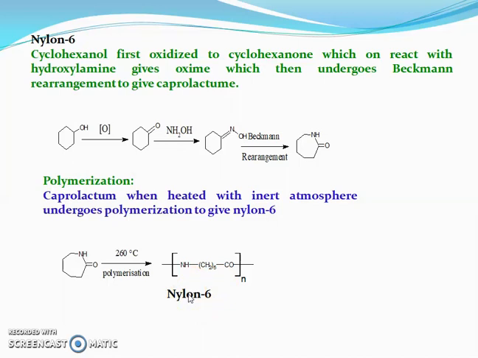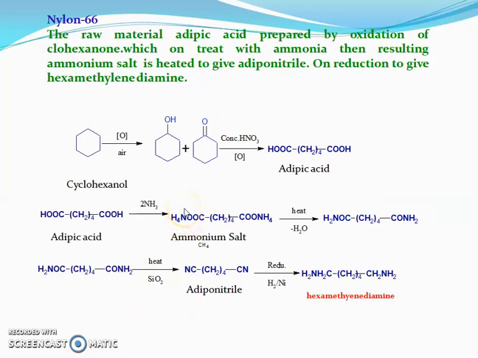Next polymer we have is nylon 6,6. Nylon 6,6 is prepared from two raw materials, each containing 6 carbon atoms, like the name nylon 6,6. The raw material adipic acid is prepared by oxidation of cyclohexane to cyclohexanol or cyclohexanone, which on oxidation with concentrated nitric acid produces adipic acid as a raw material for nylon 6,6.